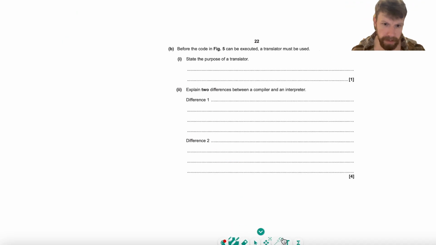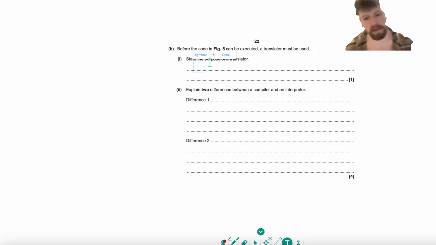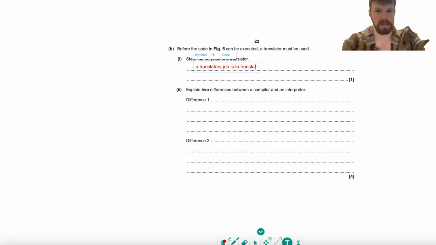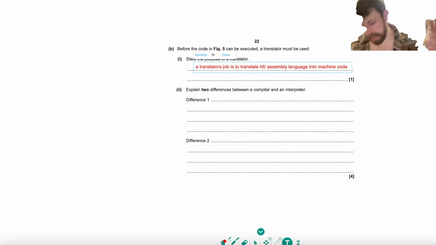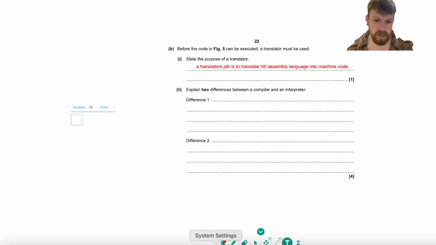Okay, so now we've got on to B. Before the code can be executed, a translator must be used. State the purpose of a translator. A translator, 1 mark, job is to translate high level, and technically we could also say slash low level languages, or maybe we could say assembly language actually, so assembly language into machine code, because an assembler technically is going to just convert assembly language into machine code.